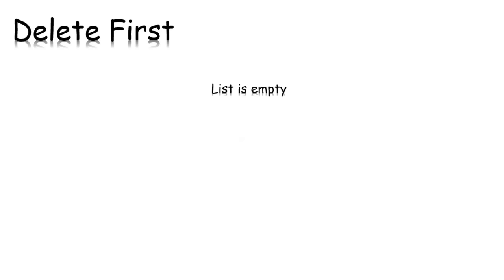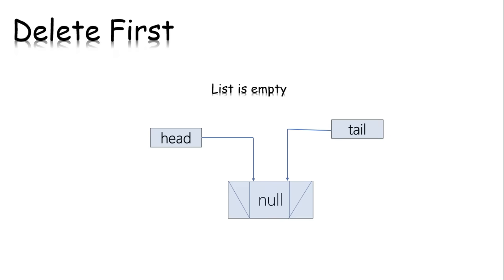Now let's see the logic. In the first situation, our doubly linked list is empty. When our doubly linked list is empty, it will look like this. The head pointer and the tail pointer point to null. Therefore, if you wish to delete the node in this situation, then your program should throw an exception.